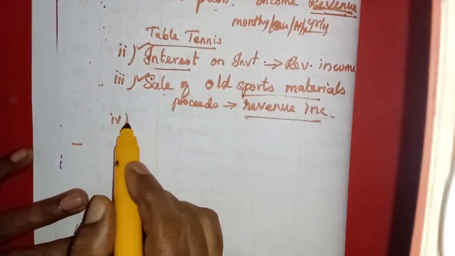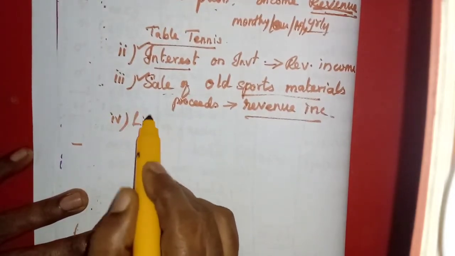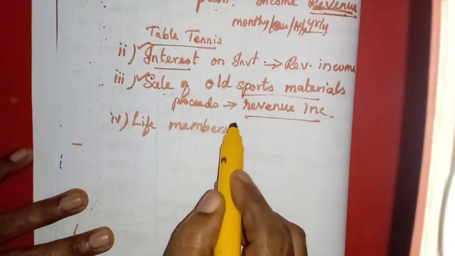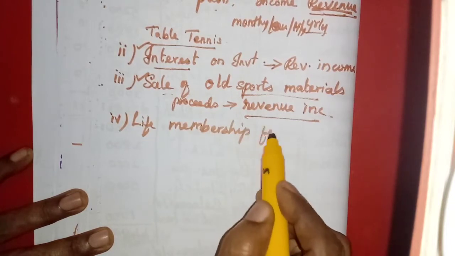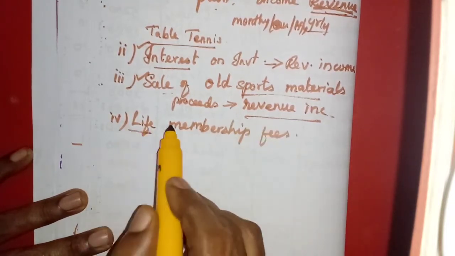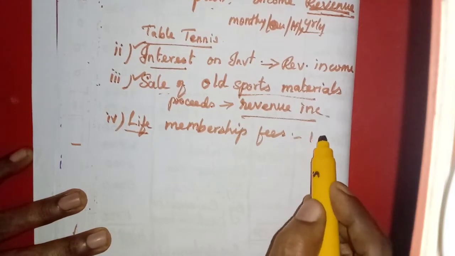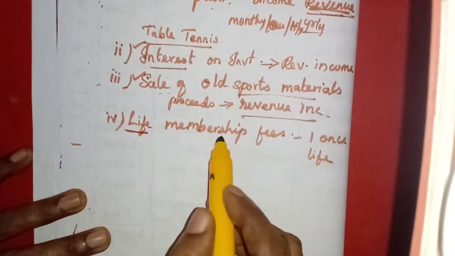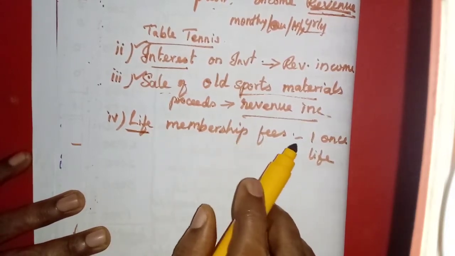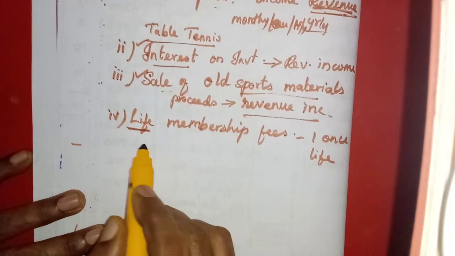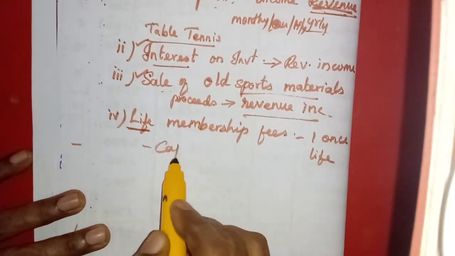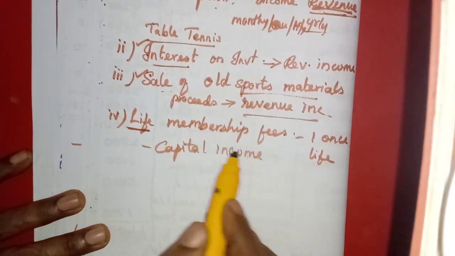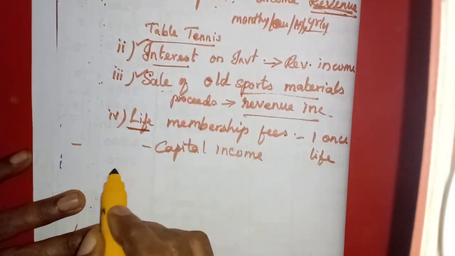Then life membership fees. Life membership fees means the members of the organization will pay only one time, once. Only once in their lifetime they are paying this fee. So it is a receipt, but not every year we receive it. So it is a capital income. We should not write it in the income and expenditure account.